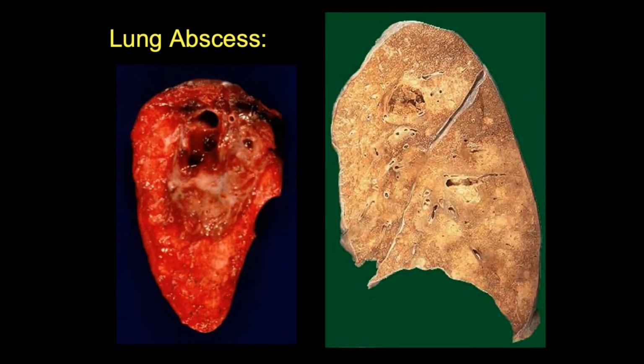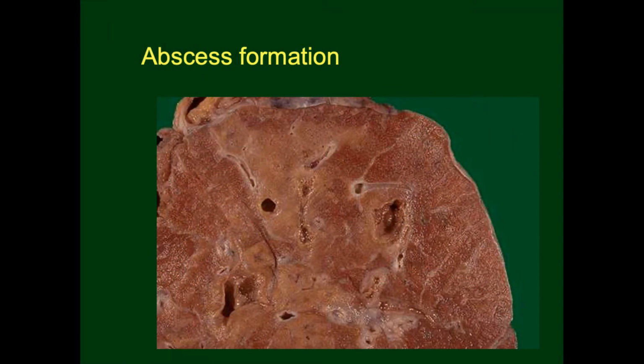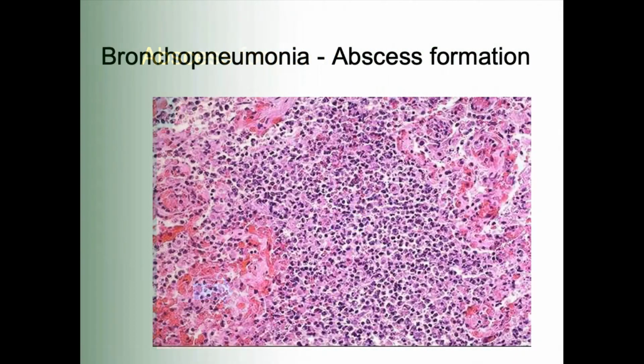So in this picture here, it shows you abscesses in the lungs, and you can see especially here that pus formation that occurs, and this is a type of liquefactive necrosis that's actually happening in the lung. And same thing here and here, you have the abscesses that have happened in the lung.